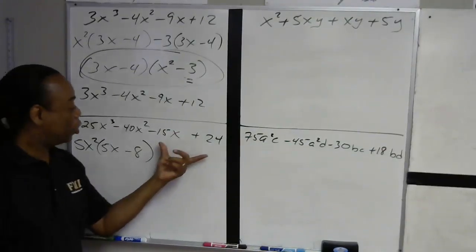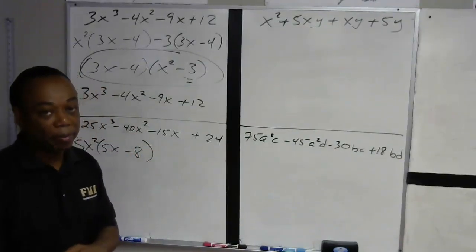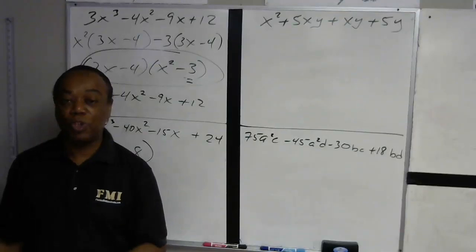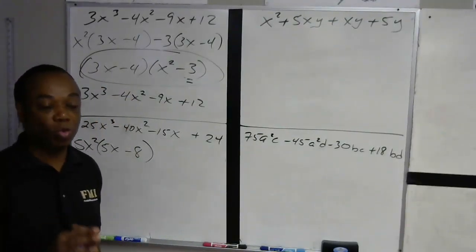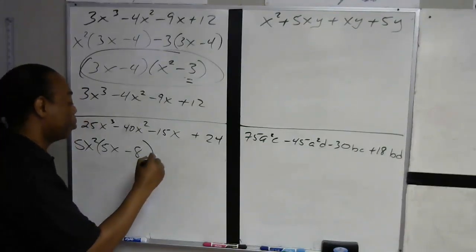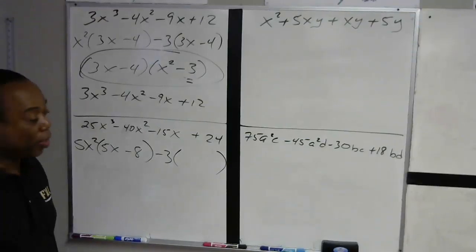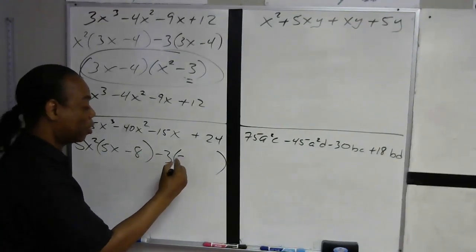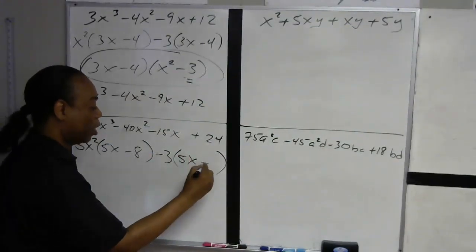All right, here the GCF between the 15 and the 24 will be 3. But it leads with a negative, so your GCF is going to be negative. So we're going to take out not just a 3, but a negative 3. And let's find out what we have left by dividing. Negative 15x divided by negative 3 gives us 5x, and positive 24 divided by negative 3 gives us negative 8.